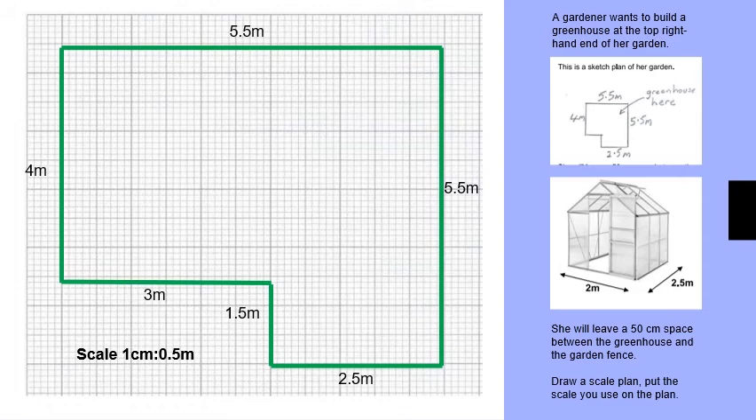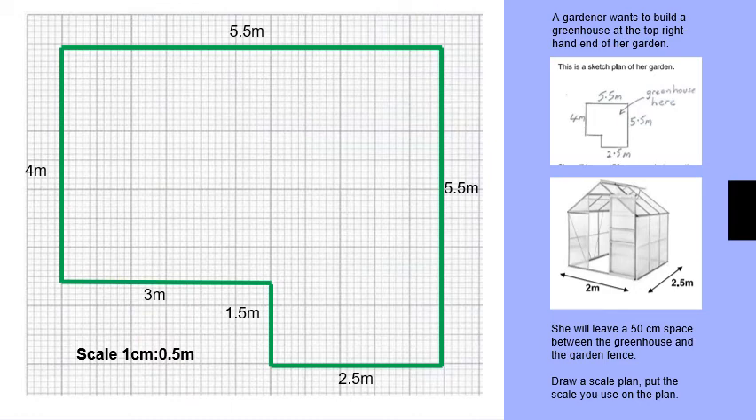You're now ready to insert your shed. Now remember, you must give your shed a 50 centimetre space between the edge of the garden and your shed. Now 50 centimetres, if you remember, is half a metre. So you just divide the 50 by 100 and you end up with 0.5. So the distance between the shed and the fence must be 1 centimetre on the plan because it's worth half a metre. Okay, so let's have a look at that.